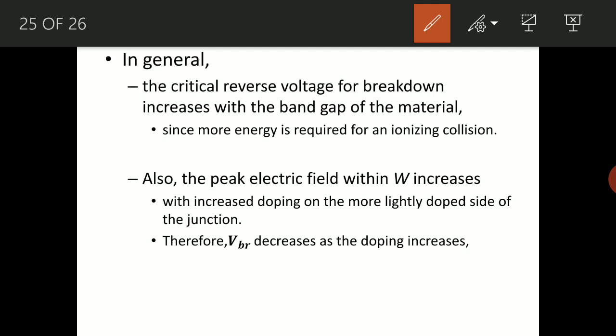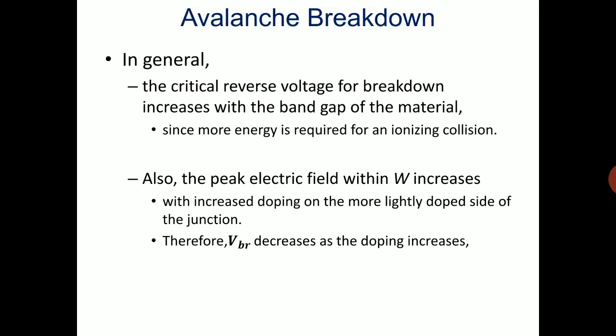The critical reverse voltage for breakdown increases with the band gap of the material, since more energy is required for an ionizing collision. Also, the peak electric field within the depletion width W increases with increased doping on the more lightly doped side of the junction. Therefore, VBR decreases as the doping increases. It is saying that when we make P or N heavily doped, the VBR value gets decreased.